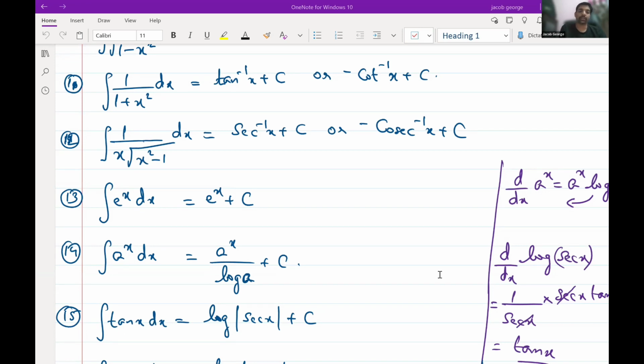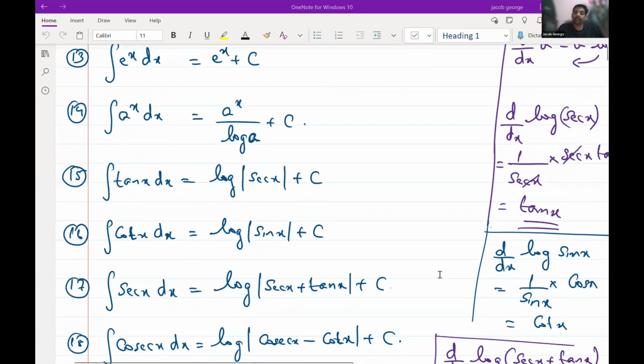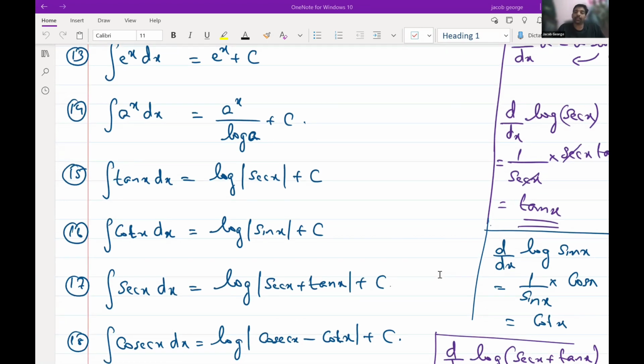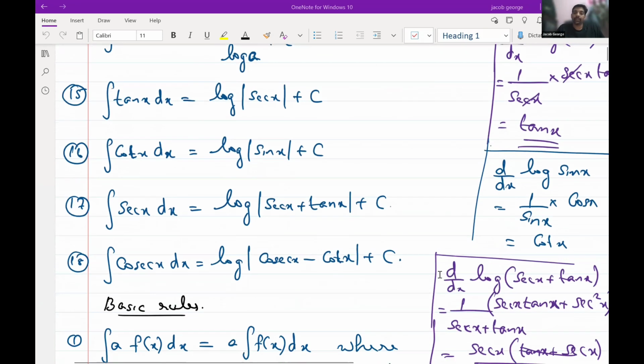Integral a raised to x, where a is a constant raised to variable, is a raised to x by log a plus c. Integral tan x dx is log mod sec x plus c. Integral cot x dx is log mod sin x plus c. Integral sec x dx is log mod sec x plus tan x plus c. Integral cosec x dx is log mod cosec x minus cot x plus c. These are the 18 basic integral results.